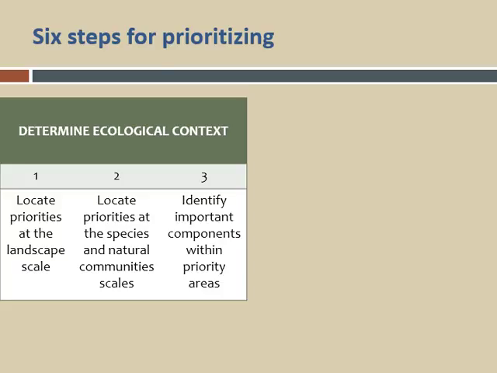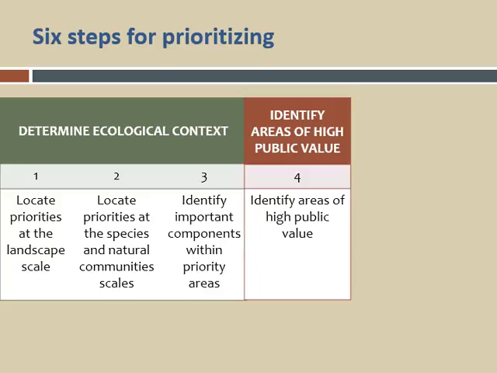Now, the first 3 steps of the 6-step series are really about determining the ecological context. We're going to locate priorities at that landscape scale, like I mentioned, the big forests and the waterways. We'll zoom in and locate priorities at the species or natural community scale. Then we'll figure out, well, which are the actual components within those priority areas that we want to look at and focus on more.